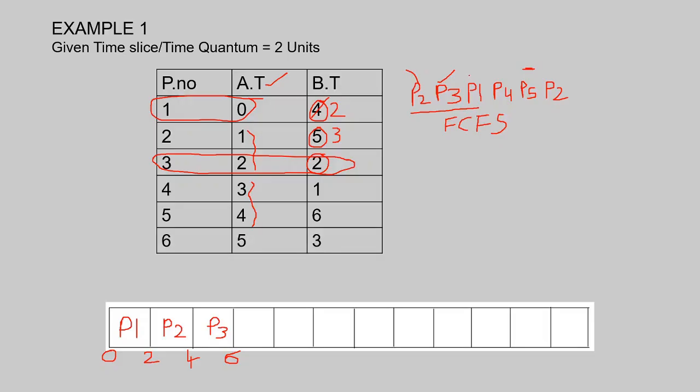Now which is the next process in the queue? And check one more thing. When process P3 was executing, another process came in, that is P6.